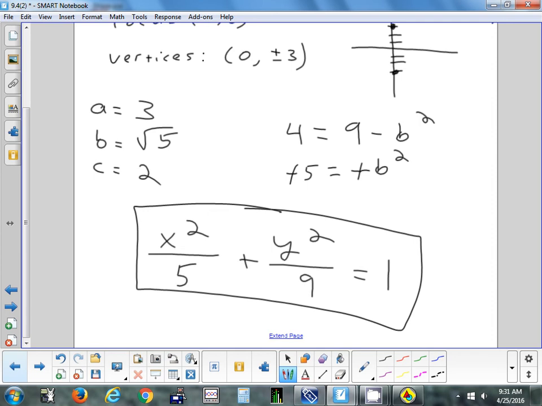Technically, you could graph this on the calculator, but you'd have to graph it in 2 pieces. Okay, so we're not going to do that.